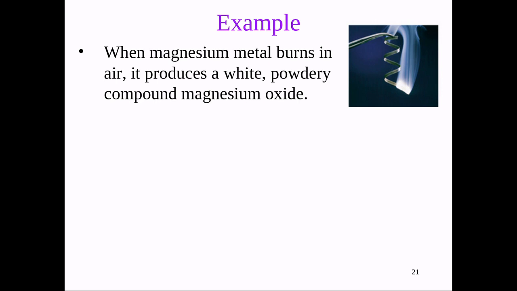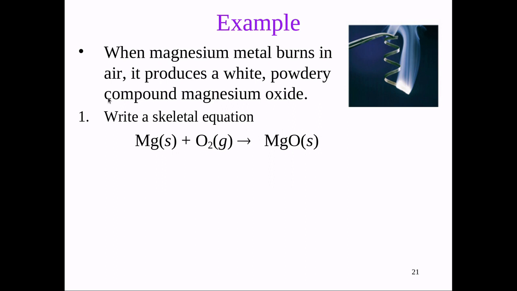So let's look at the example where magnesium metal burns in air. It produces a white powdery compound called magnesium oxide. There really wasn't even a question here, but sometimes they won't actually give you the equation. They'll just say balance, and then give you a statement like this. This is where we need to use our skills to turn names into actual chemical formulas, and to use an indicator like burns to know that we're going to add oxygen.